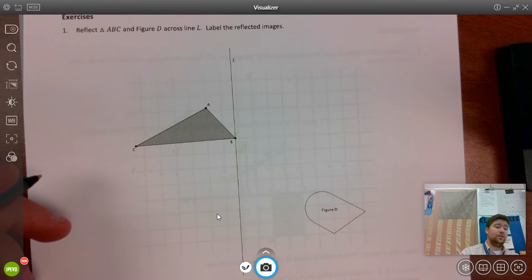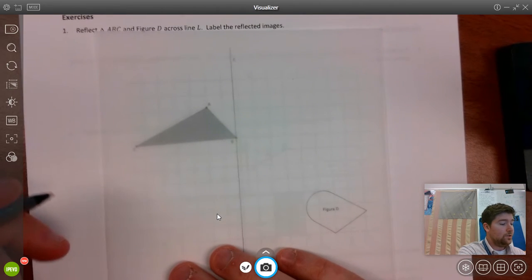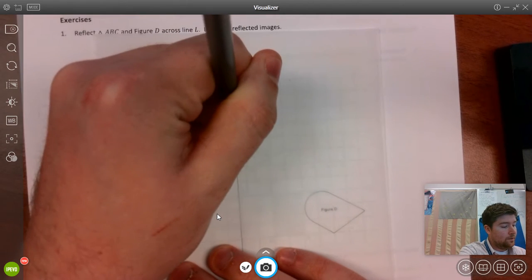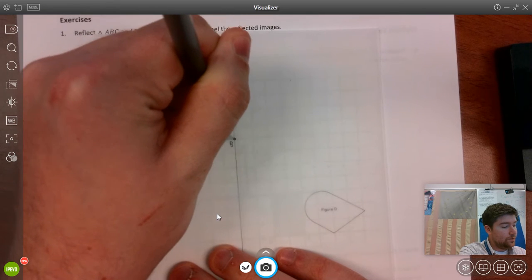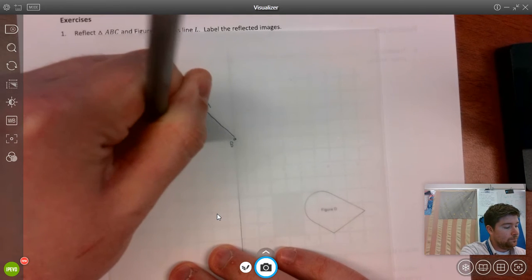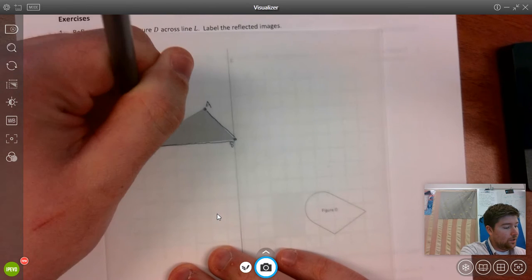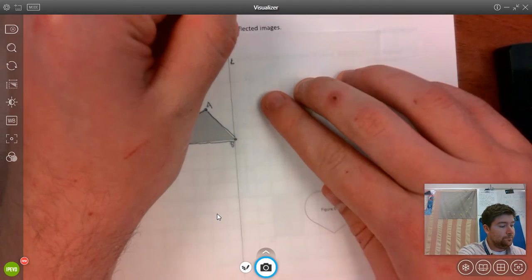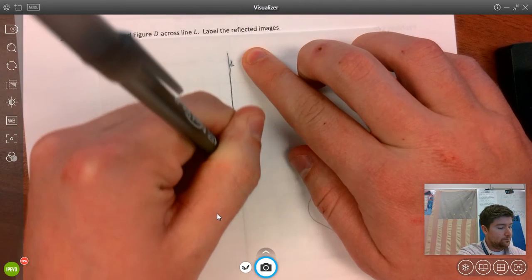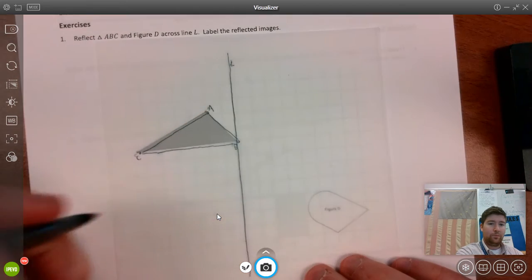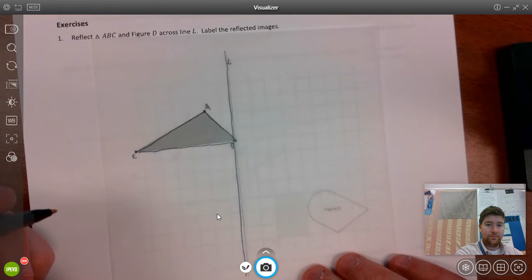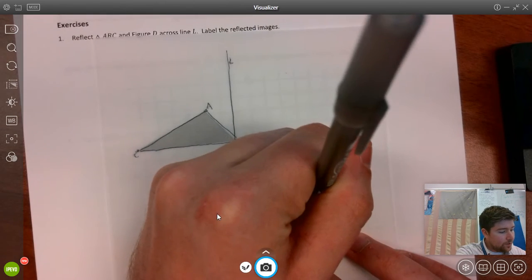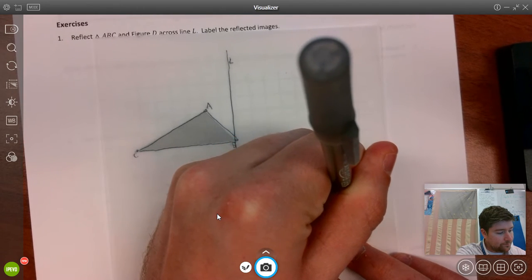Now you may not know how to do reflections yet, so what I'd like to start with is actually tracing all of the things that are on this page. I'm going to trace point A, point C, point B, and connect those dots to make my triangle. I'm also going to be tracing the line of reflection, which is labeled with L. And the tracing doesn't have to be perfect, as long as you got something kind of close to it. Finally, I'm going to trace this figure, whatever you would want to call it.